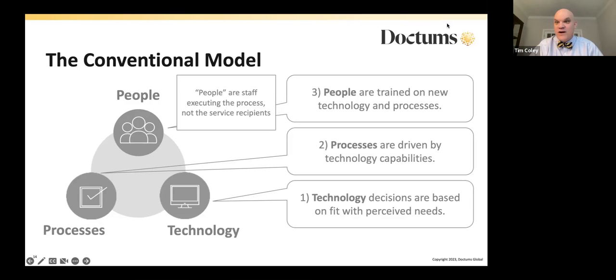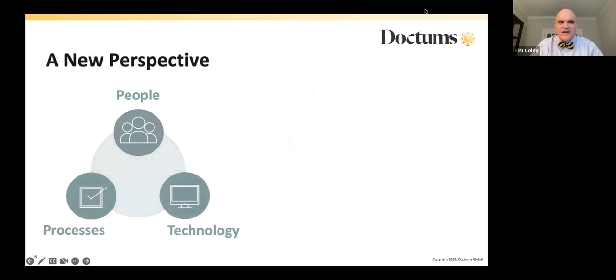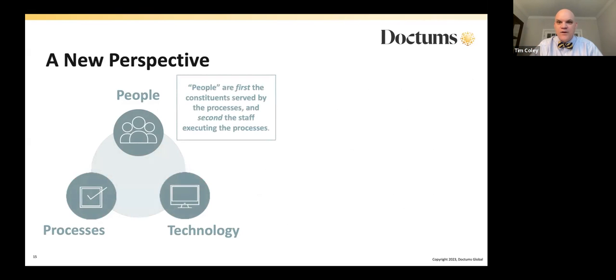And so, again, I'm probably exaggerating some of the issues here, but this is the way it's basically unrolled in my experience. So we're going to contrast that and say, if we think about a new perspective, a more outcomes-based approach, I'll just show you how that's a little different. When we think about people, we're thinking about the constituents first of all, those service recipients and the folks who are served by the processes. And then we think about the service providers and the staff who are executing the processes.